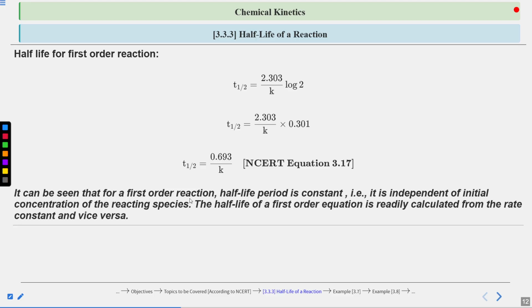It can be seen that for a first order reaction, the half-life period is constant. Half-life is constant because the rate constant is a constant value and so is 0.693. So for a first order reaction, the half-life period is independent of the initial concentration of the reacting species. That means the half-life does not depend upon the initial concentration of the reactant, and the half-life of a first order reaction is readily calculated from the rate constant and vice versa. So if you know the rate constant value for the first order reaction, you get to know the half-life of the reaction also.